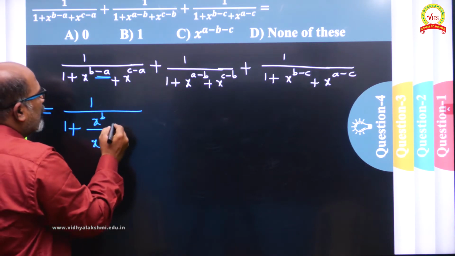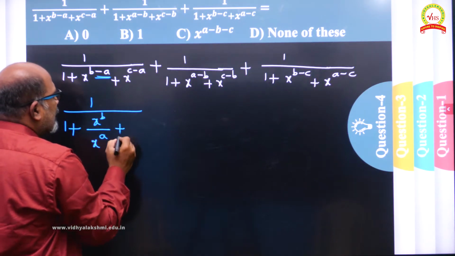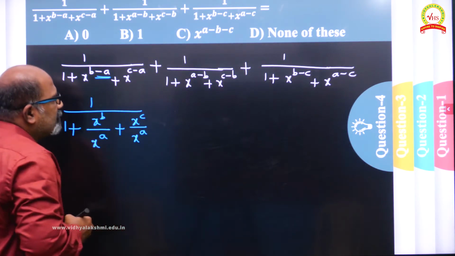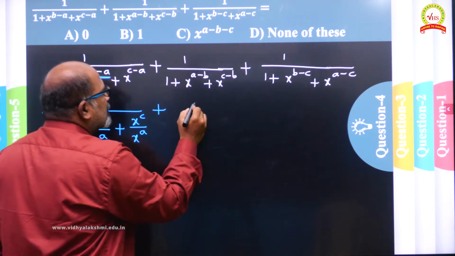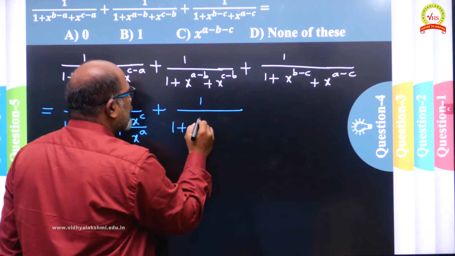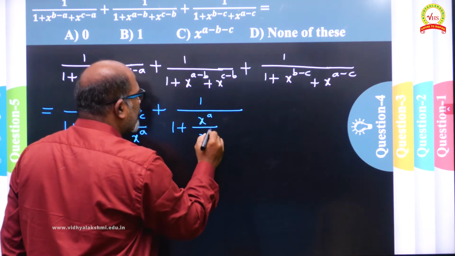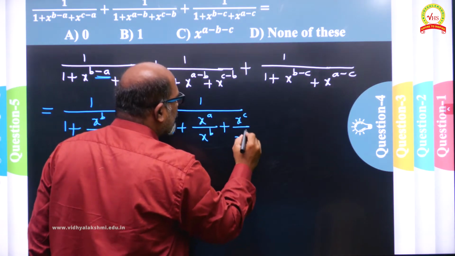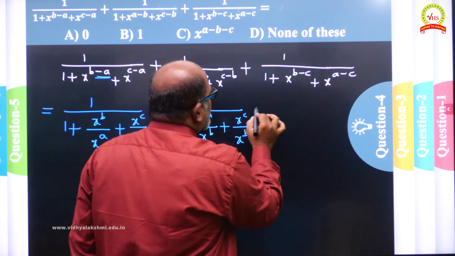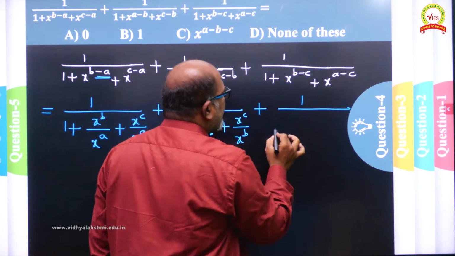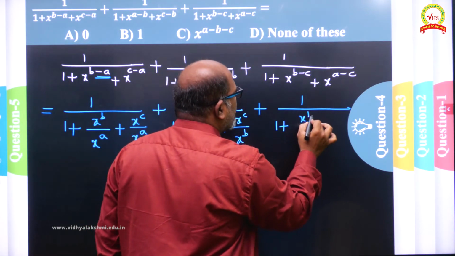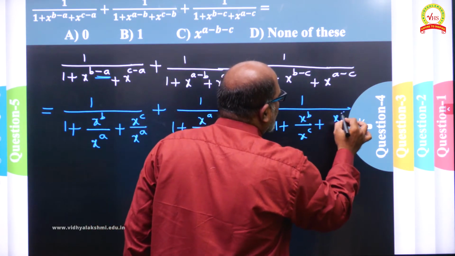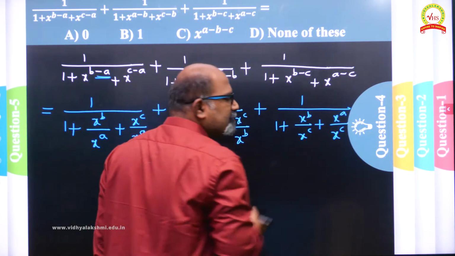Okay. So in the same way, what we can write here: x to the power of c by x to the power of a. The second part, 1 by 1 plus x to the power of a by x to the power of b plus x to the power of c by x to the power of b. And the third part, we are having 1 by 1 plus x to the power of b by x to the power of c plus x to the power of a by x to the power of c.